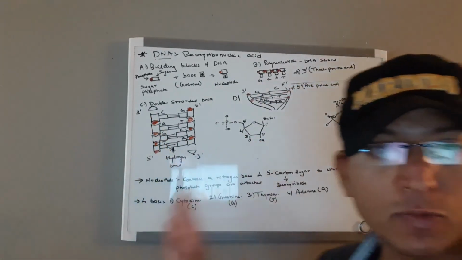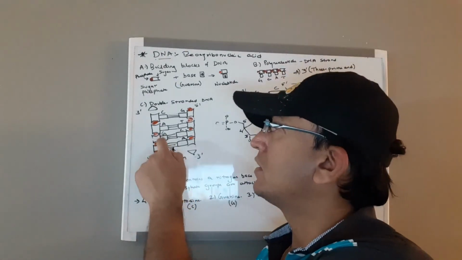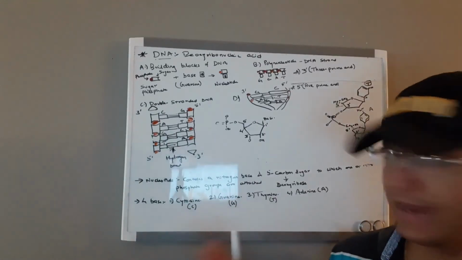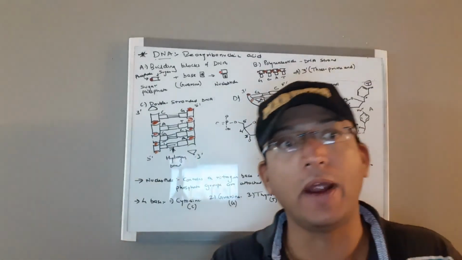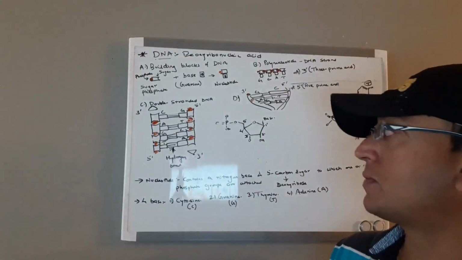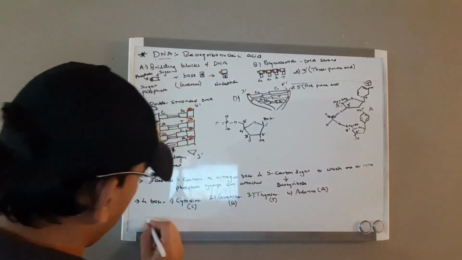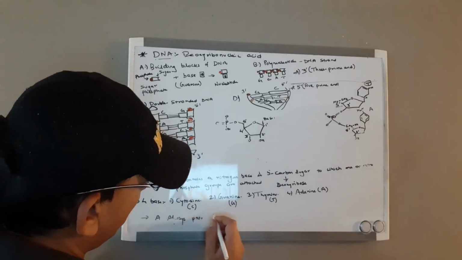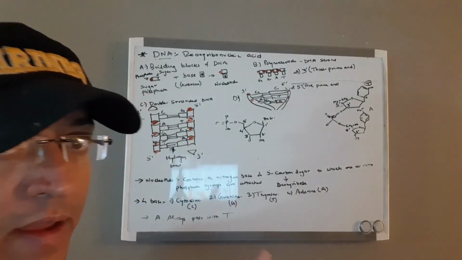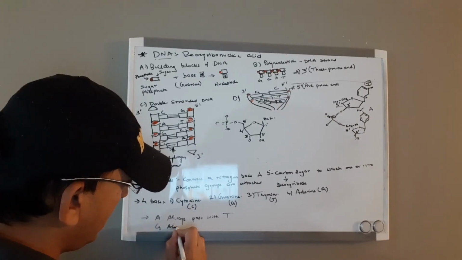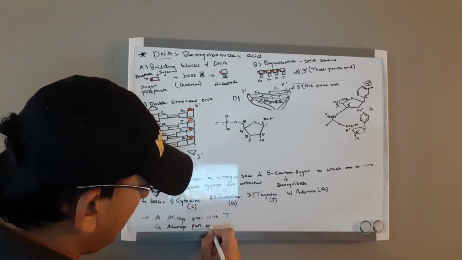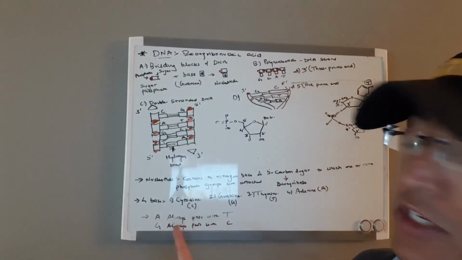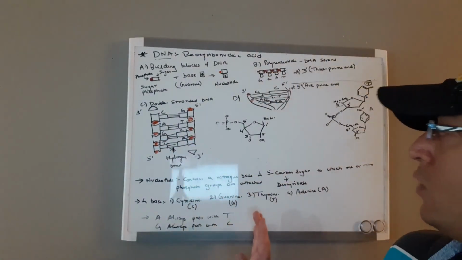The 3 and the 5, as I explained here. And all the bases, adenine, cytosine, these are all the bases, are on the inside of the double helix. The bases do not pair randomly. A always pairs with T, and G always pairs with C. A always pairs with T and G always pairs with C. All right, so that was DNA.